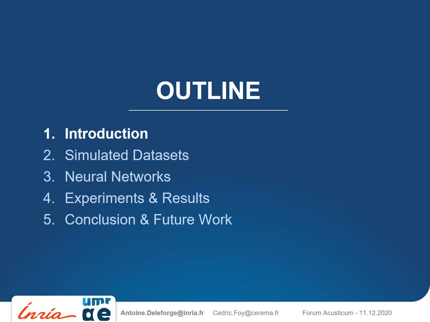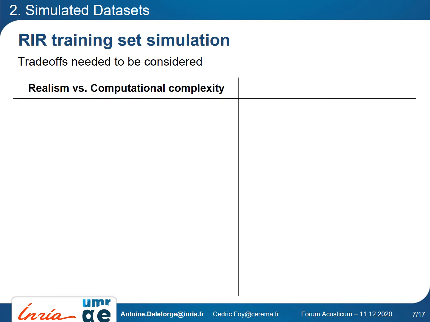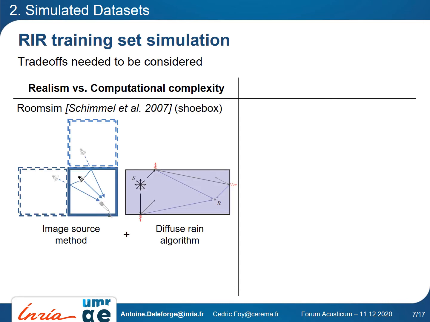Moving now to the simulated datasets. To build a room impulse response training set for our networks, two main trade-offs need to be considered. The first one is between the realism of the simulated RIRs and the computational complexity of the simulator, since we want to estimate tens of thousands of them. There are many simulation techniques available, but we found that a good compromise was RoomSim, an open-source shoebox room acoustic simulator developed by Schimmel and colleagues.